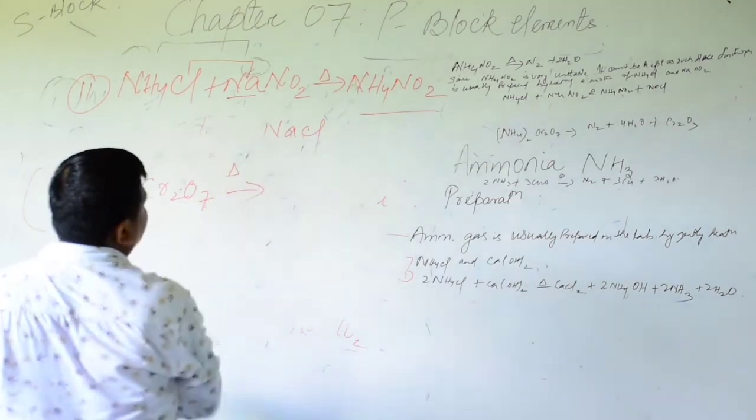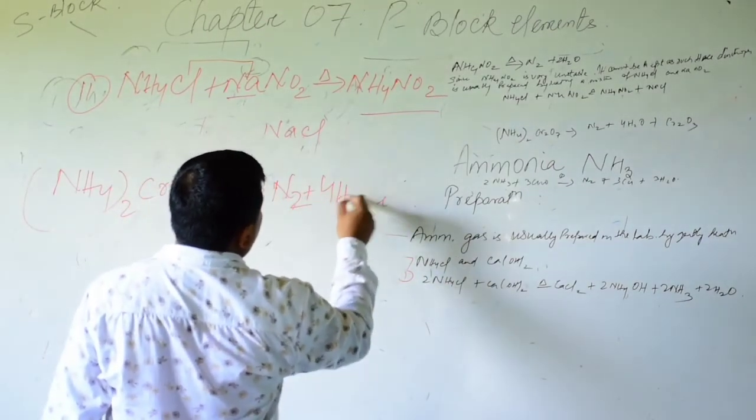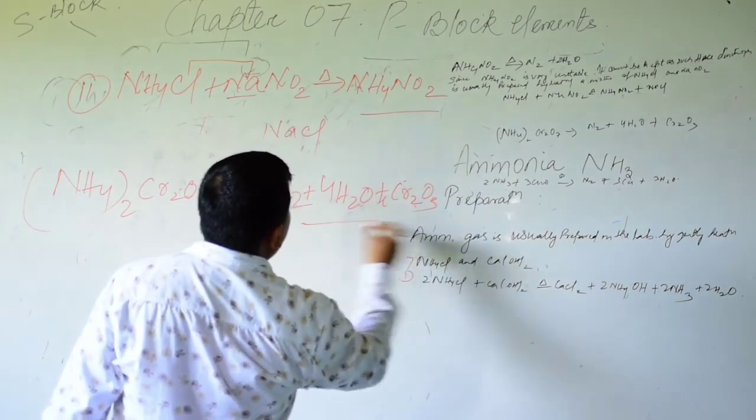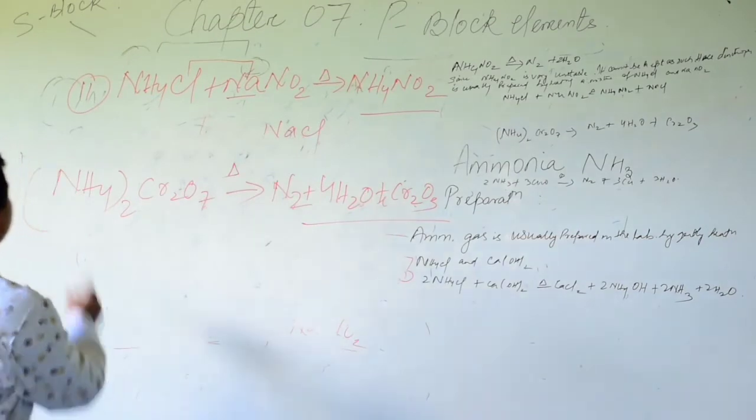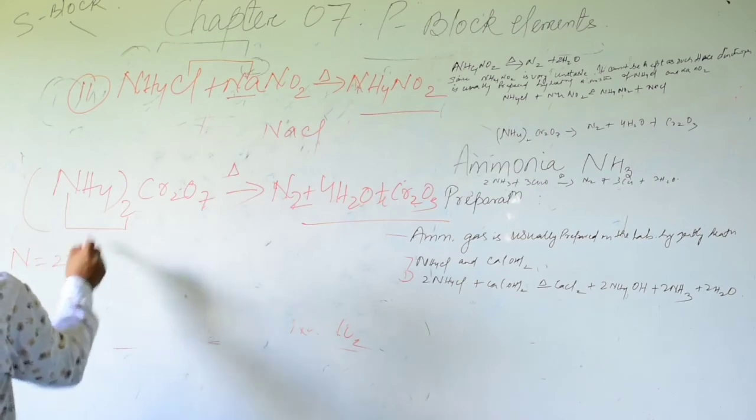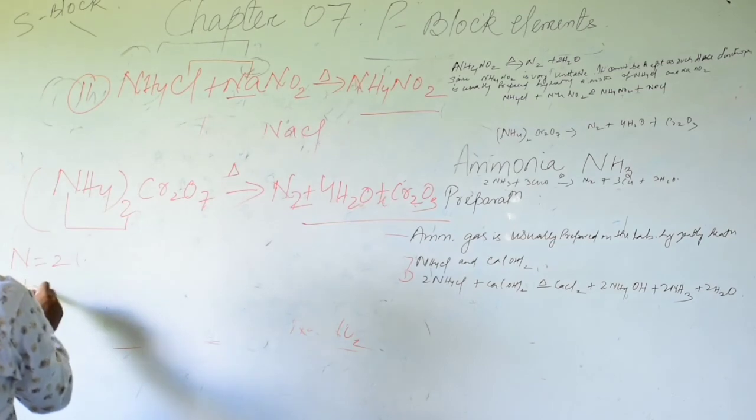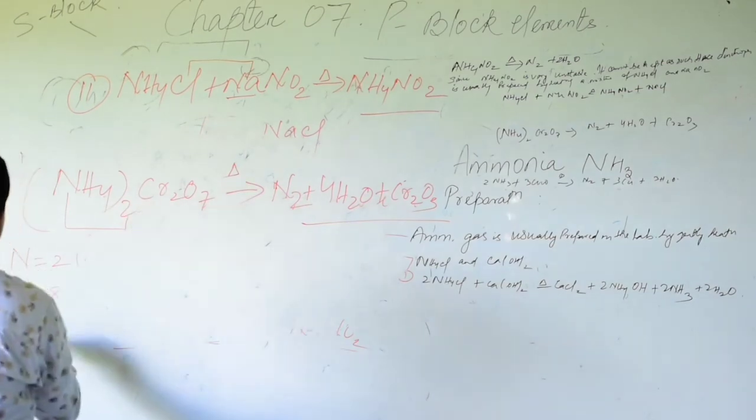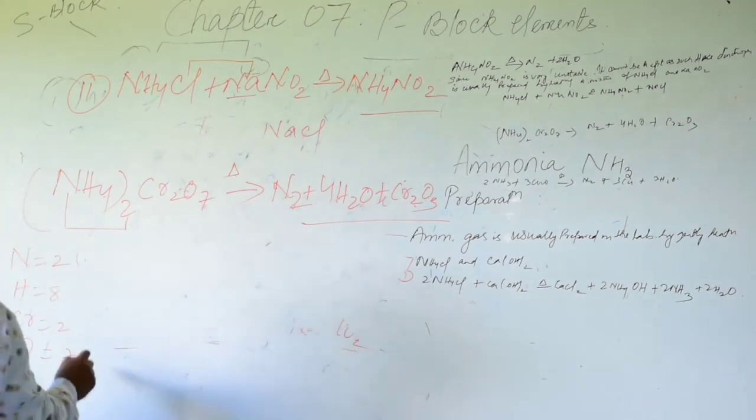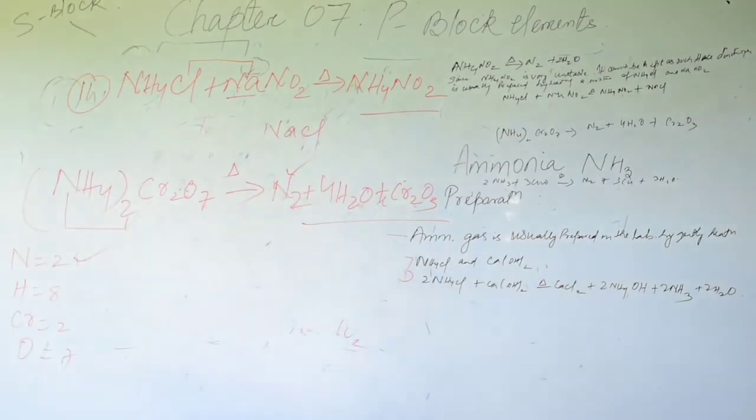So we will put delta, that is for heating, N2 plus 4H2O plus Cr2O3. Now I will prove how it balances. Since over here nitrogen is 2, hydrogen is 4, 4 into 2 is hydrogen 8. Then chromium Cr is 2. Then O is 7. Now in the product part, since N is 2 and 2 already balanced.